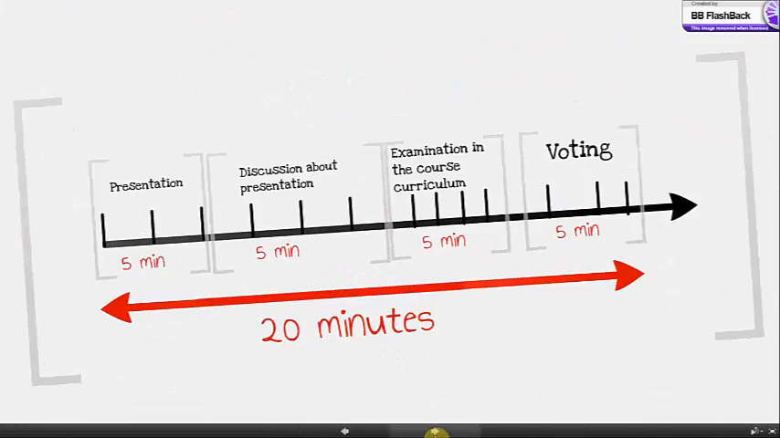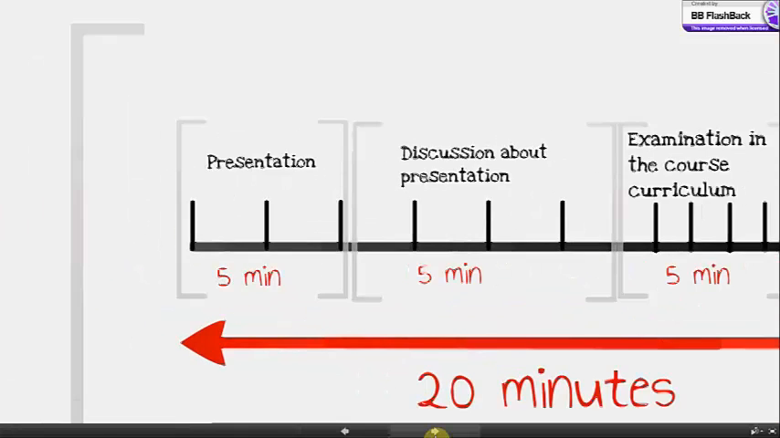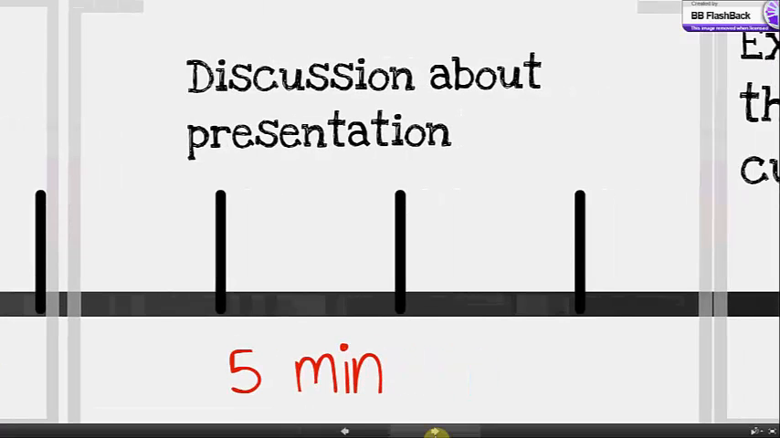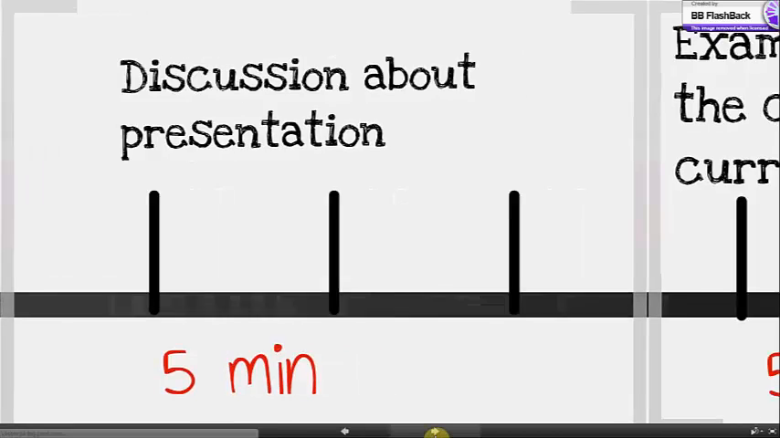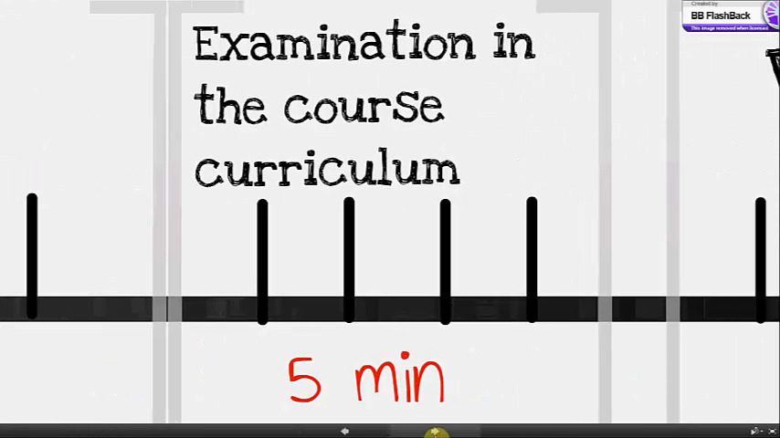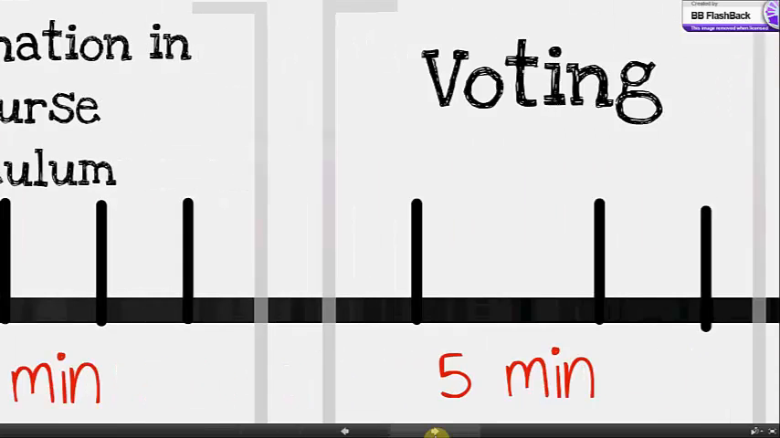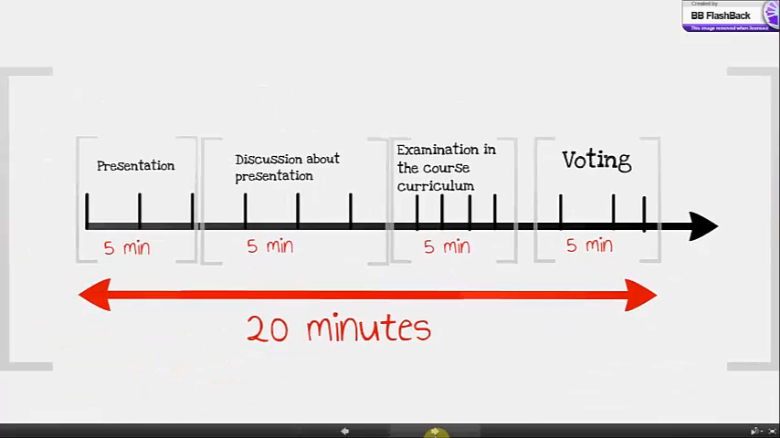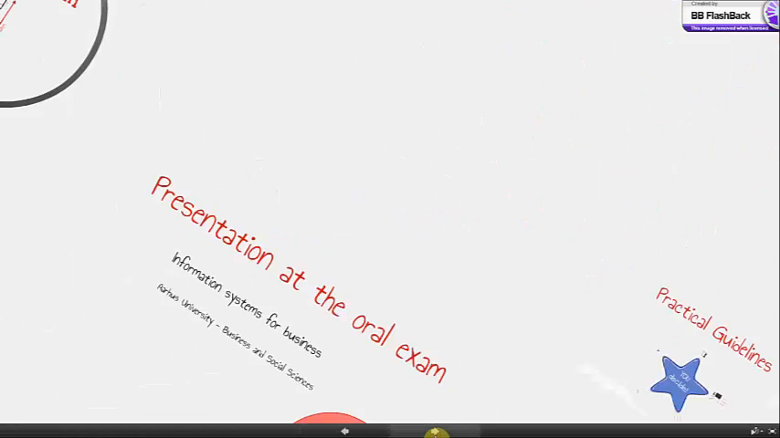This is a 20 minutes individual exam. First, you give a 5-minute presentation based on your project. Then you'll have a short discussion with censor and examiner about the presentation for approximately 5 minutes. This is followed by a 5-minute examination in the course curriculum. And the last few minutes are for the censor and examiner to evaluate and grade your performance. This video will focus on the presentation part, the first 5 minutes.